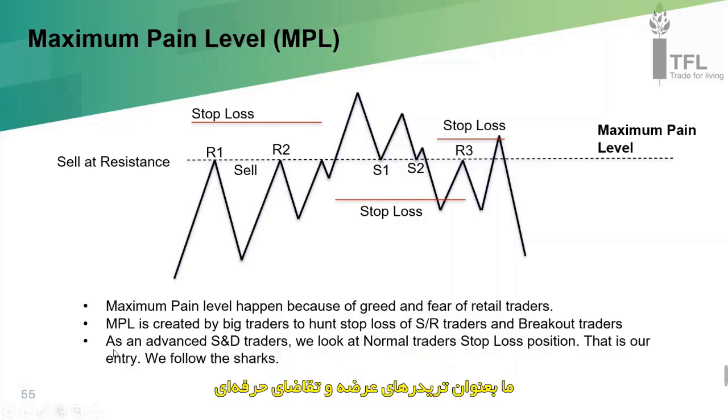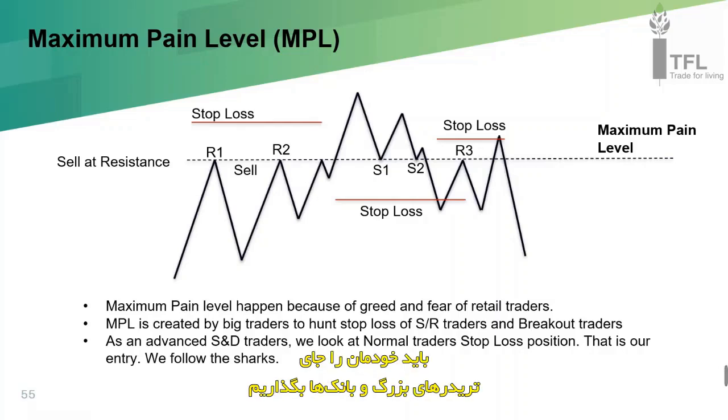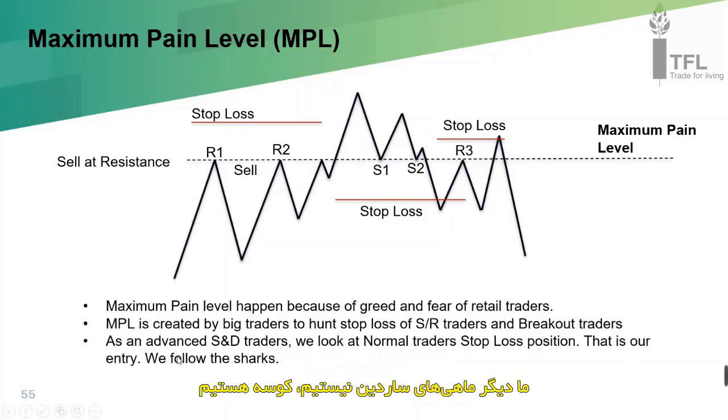So the third character is that as advanced supply and demand traders, we look at normal traders' stop loss positions. So we must know. Now we have to think the other way around. We think of ourselves as the big trader, the big bank, and we always think about where normal traders place their stop loss. That position where they place their stop loss is where we will enter. Now what we're doing is following the shark. We are no more the sardine, we are the shark. You have to think the other way around.